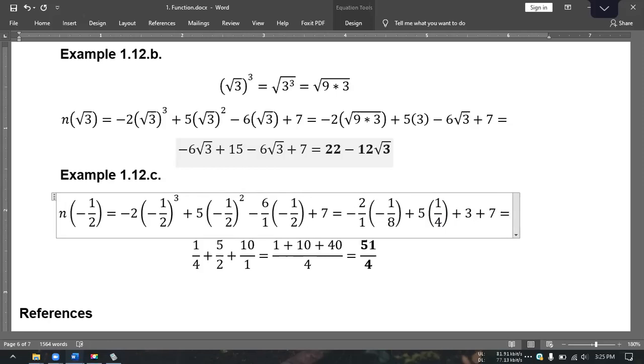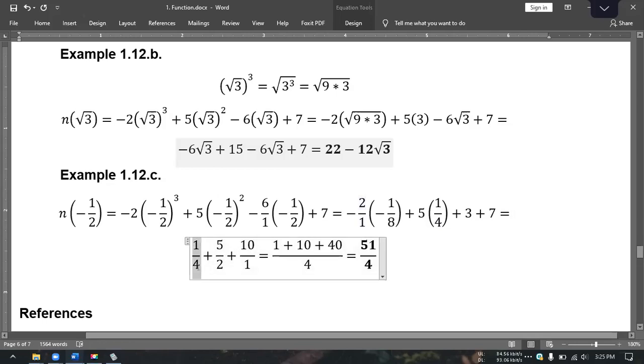And negative, negative becomes positive. It becomes 2 over 8. 2 over 8, and its lowest term would be 1/4. Then we have 5 over 4. This should be 4. 5 over 4. And then 3 plus 7 is equivalent to 10. And then we have imaginary over 1.